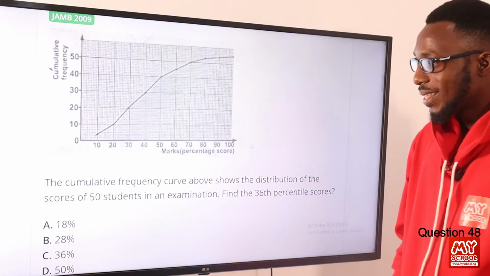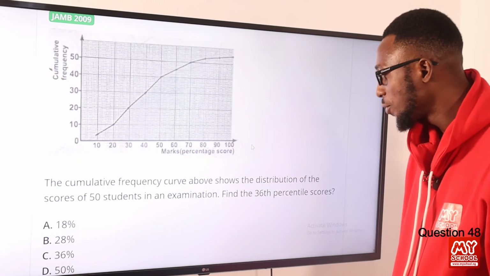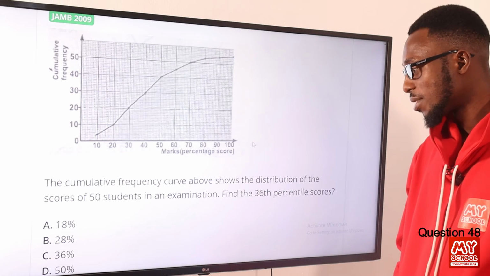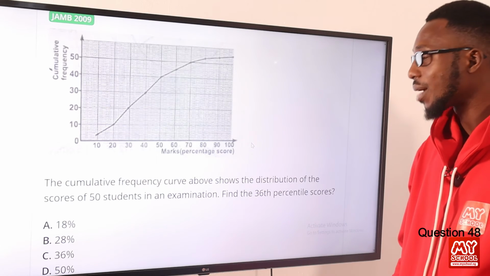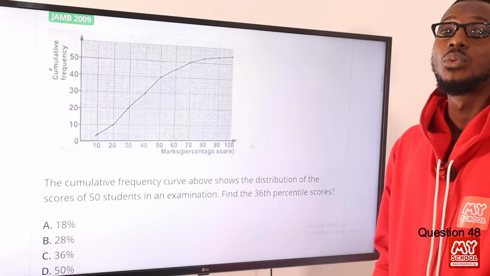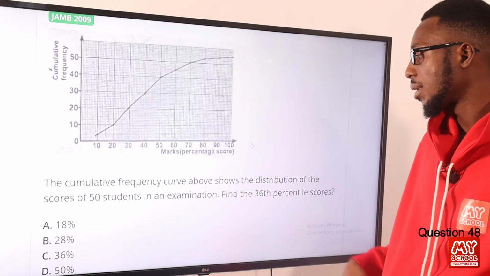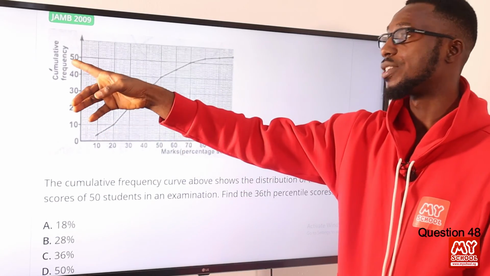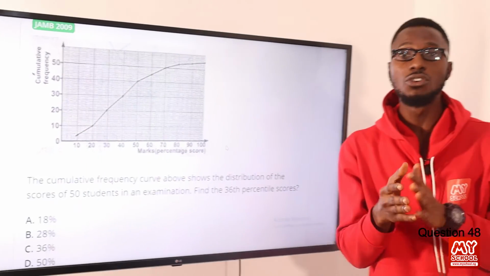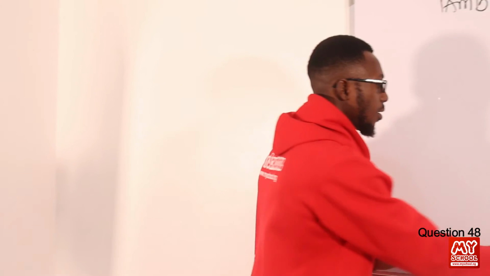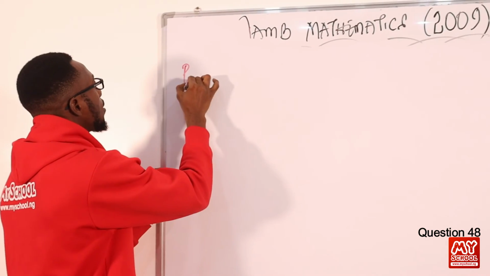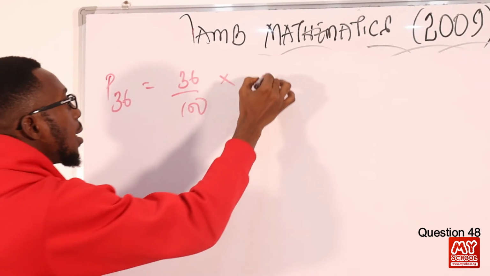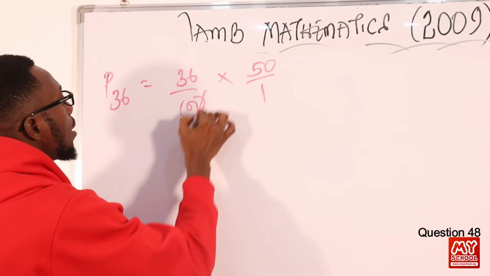48. The cumulative frequency curve above shows the distribution of the scores of 50 students in an examination. So find the 36th percentile score. So we are talking about the 36 percentile, which is 36% of the cumulative frequency, which is 50, the total score. So that is 36 over 100 times 50. All right, 36 percentile equals 36 over 100, total frequency, that is 50. Okay, 0 strikes out 0.